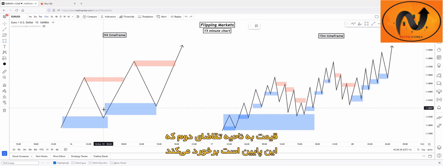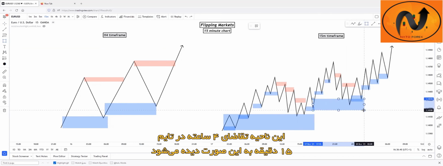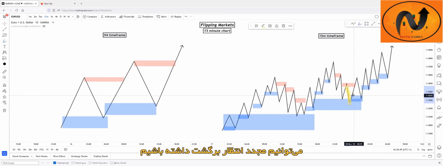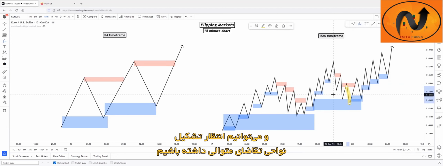Price steps into the second demand zone, which is down here. The second 4-hour demand zone will look like this on the 50-minute. And if price steps into this zone on the 50-minute chart, we can expect a reversal point again, and we can expect demand trades over supply trades again.